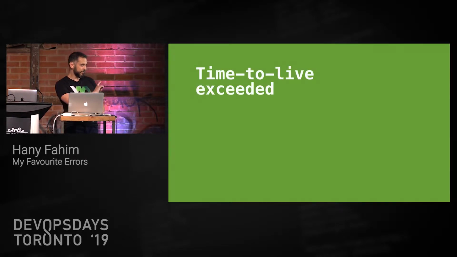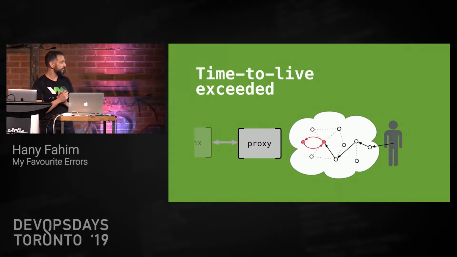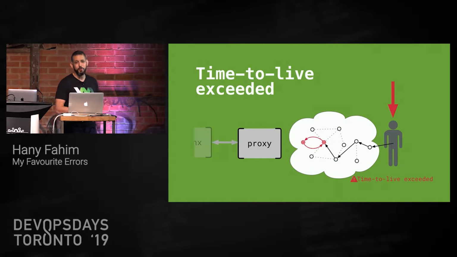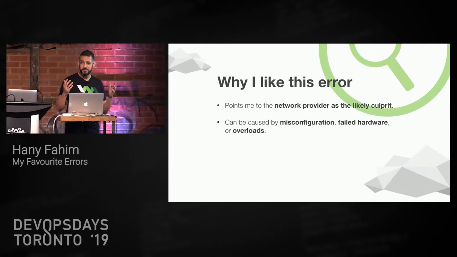This is a related error, time to live exceeded. If you've seen this before, back to this diagram of our path, if for whatever reason a couple of nodes along your path are broken and they start passing packets back and forth to each other in an endless loop. This is a network loop over here. Your system eventually is going to give up and throw a time to live exceeded error. Again, I like this because it tells you that your network provider is the likely culprit. It could be due to misconfiguration.